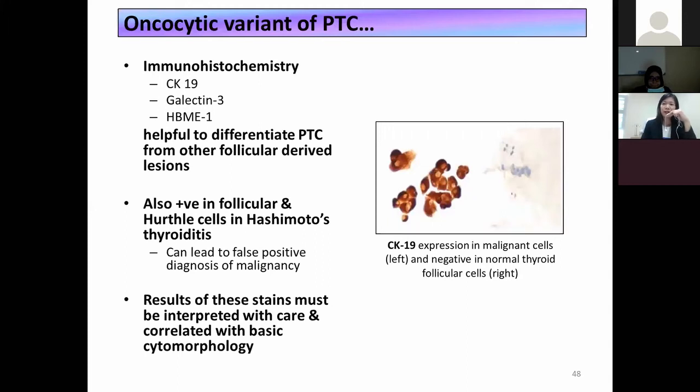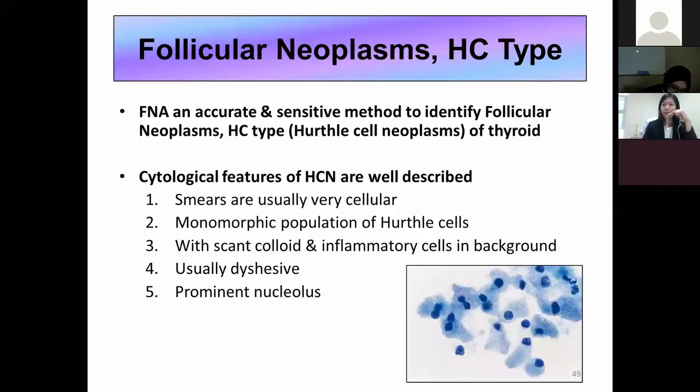If you ask my trainee, I will actually ask them to do cell block for most of my cases. So we can do CK19, Galectin-3, and HBME1. If you have it in the center, you can do it. It's actually very helpful to differentiate them from other entities. But bear in mind that some follicular lesions and Hurthle cell lesions can also be positive for these markers. So you have to interpret carefully with the right clinical and cytomorphological context.